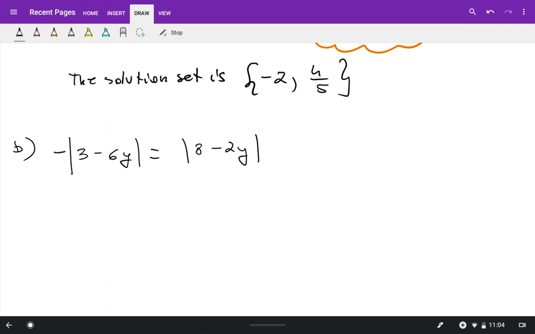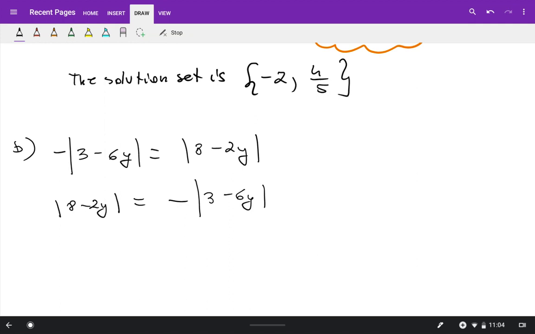Okay, so something like this, you guys have to pay attention, especially in absolute value equations. They're trying to trick you. So you can always switch the sides if you want. So I'm going to switch the sides so we can see it. We have absolute value of 8 minus 2y equal negative times absolute value of 3 minus 6y. Okay. So look what happened.